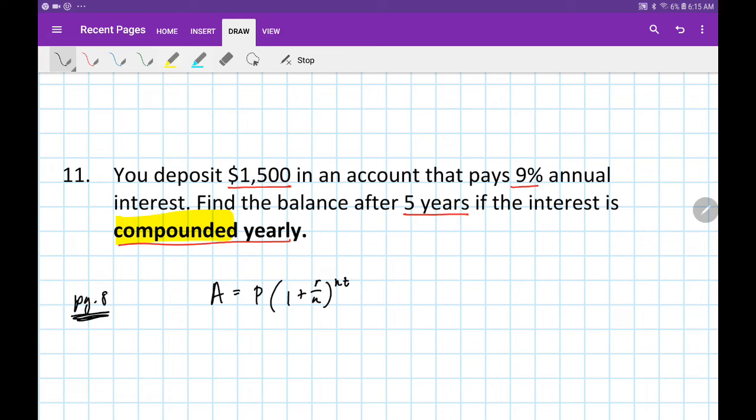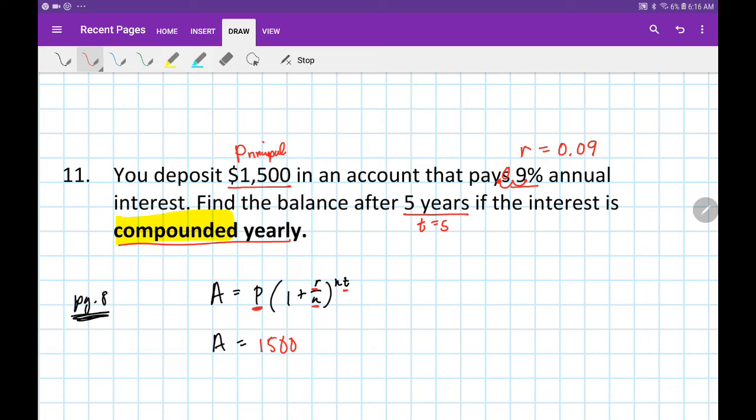So I need to identify these variables, P, R, N, and T. Well, P is the principal, or the starting amount. So my principal is 1,500. Let me plug that in. Next, the 9% represents my interest rate, so that's R. Except remember, you're going to move the decimal back 2 spaces, so the rate that you actually plug in is 0.09. That's the decimal equivalent. It's the same thing as 9%. Next, it says find the balance after 5 years. So that would be my t.